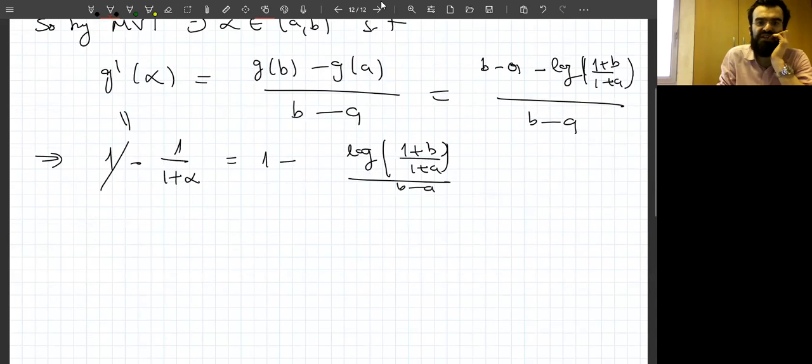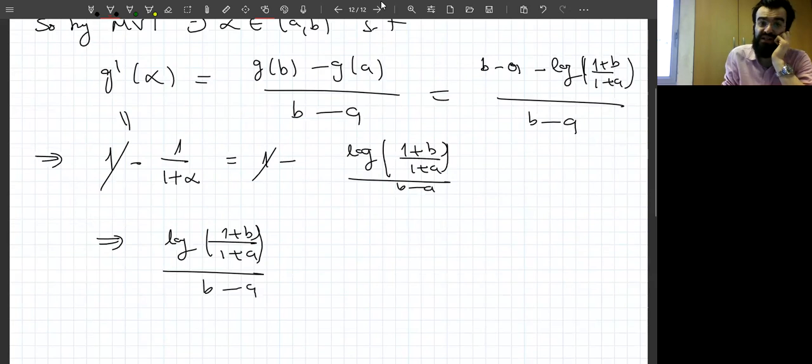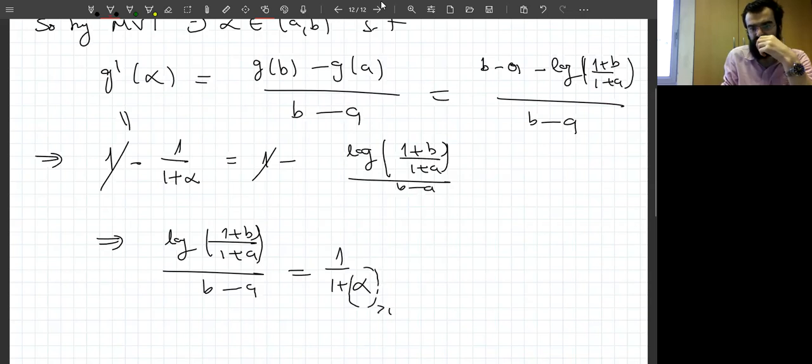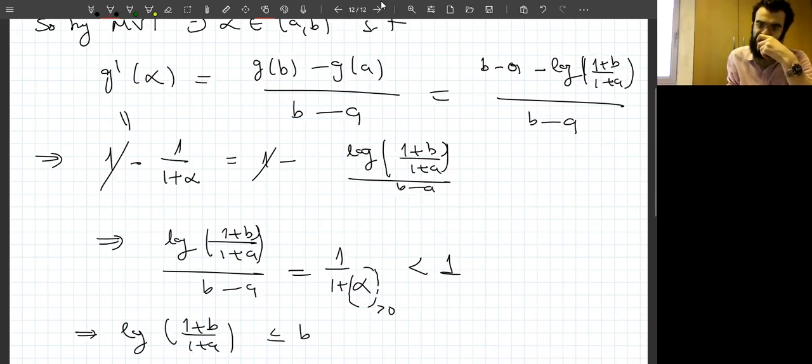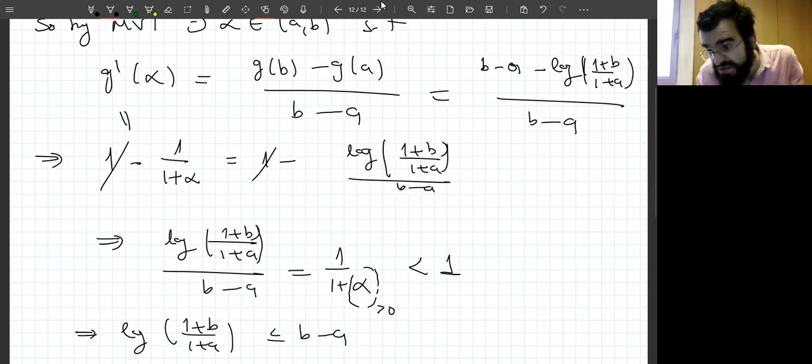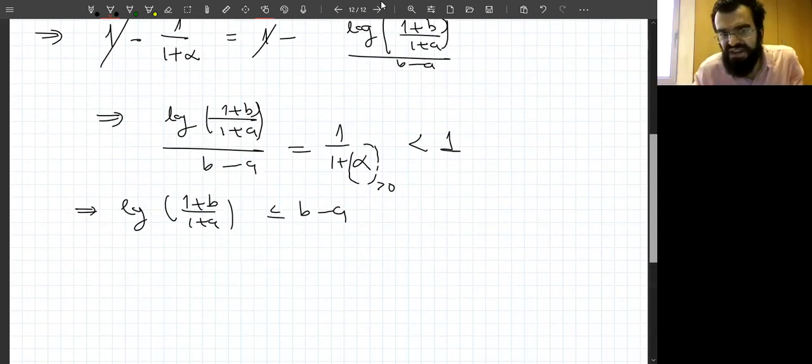Okay, these two are cancelled. We have logarithm of (1 plus b) over (1 plus a) over b minus a. But alpha is something positive, which implies this is less than 1. Therefore, we have logarithm of (1 plus b) over (1 plus a) less than b minus a. Okay, in fact, we have more.